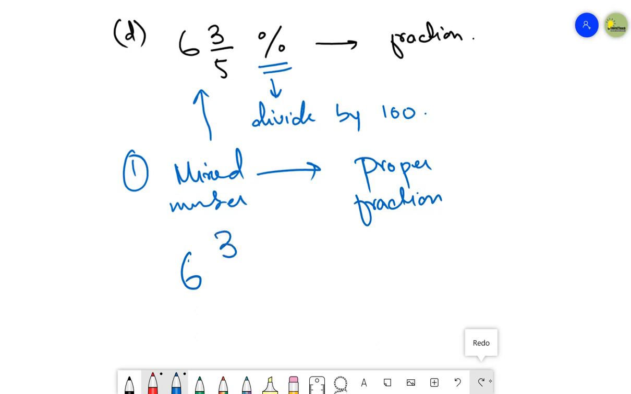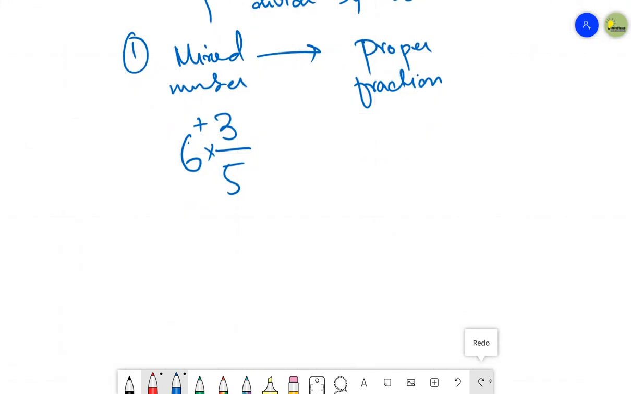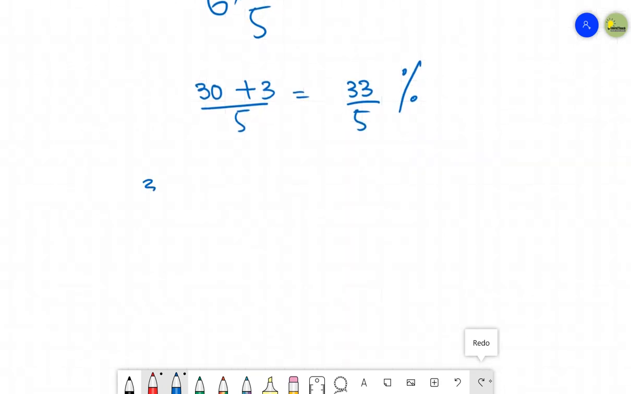Just do it like this. 5 multiply by 6 and then add the number 3. So 5 6s are 30. 30 plus 3 upon 5. This is going to be 33 upon 5. Now this is in terms of percentage. You know that it is a percentage. So you have to convert 33 upon 5% into a fraction.